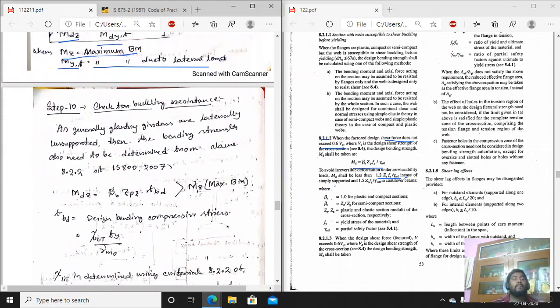Now coming to step 10, check for the buckling resistance of the web, because buckling will happen in the web. The web member of the I section is thin enough, so there will be buckling. It will act as a column section, so the buckling check has to be done.